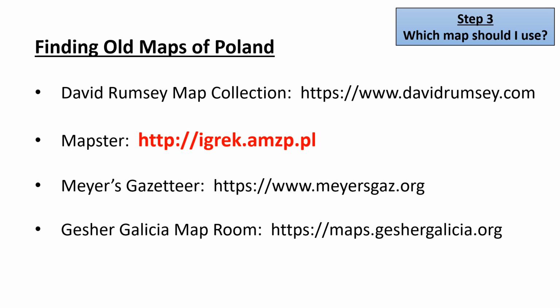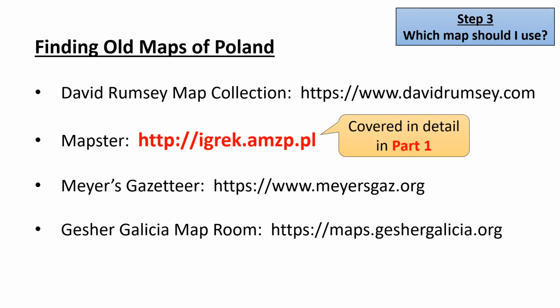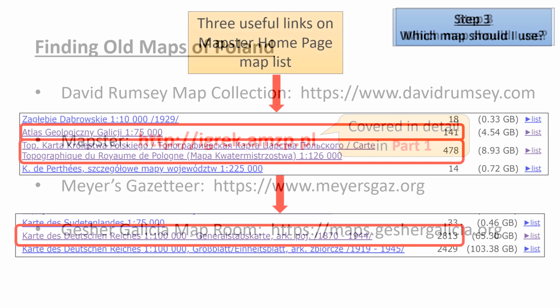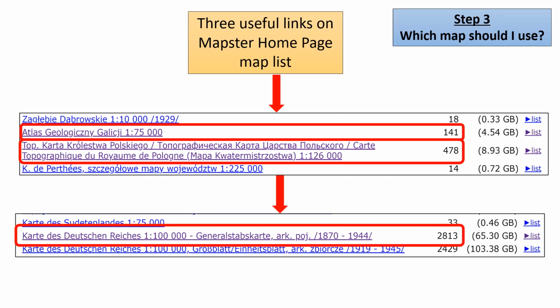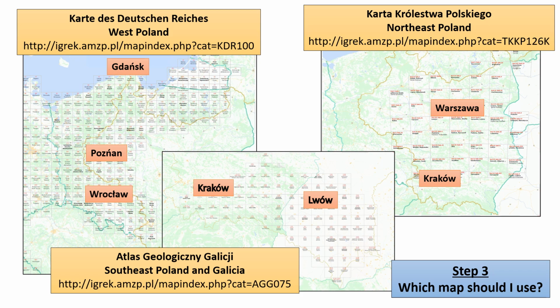As mentioned, we will be using Mapster to find this place. Part 1 of this video went into detail on how to use Mapster, so we'll move along quickly here. As covered in Part 1, Mapster provides access to 3 map sets that can be very useful in searching for old maps of Poland. Here are the index sheets for these map sets. As you can see, they pretty much cover all of what is now Poland.